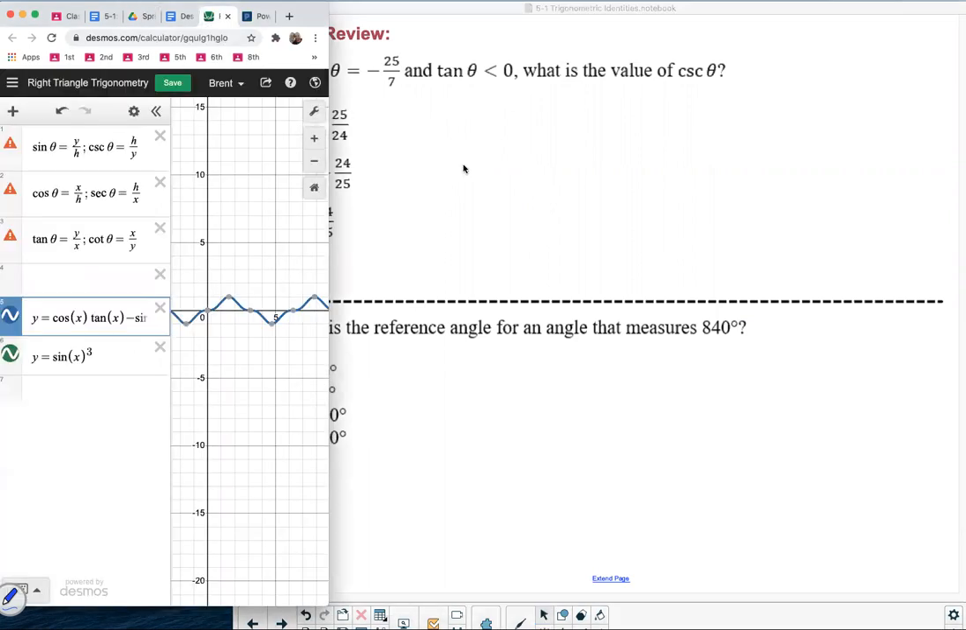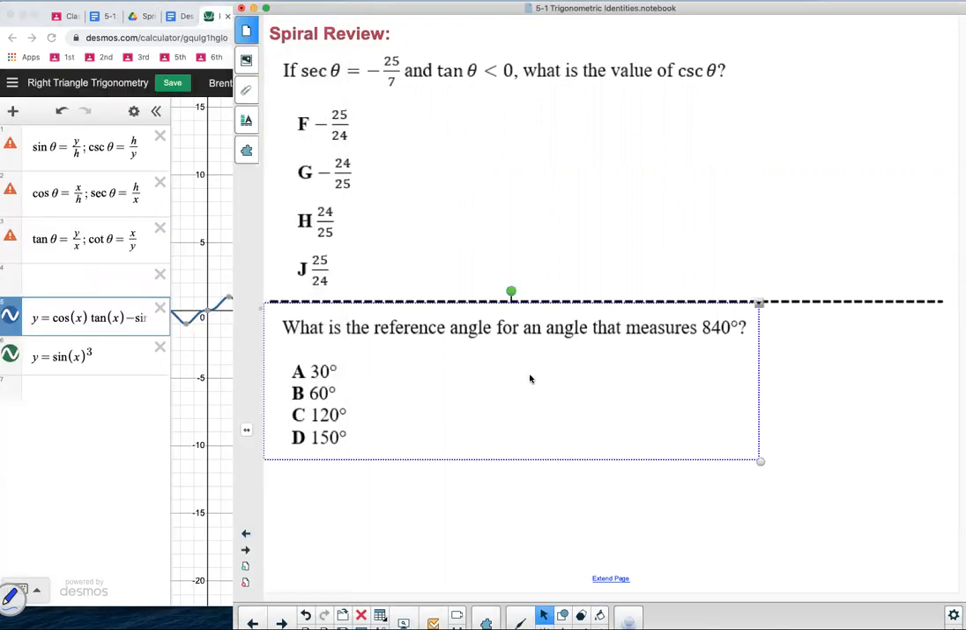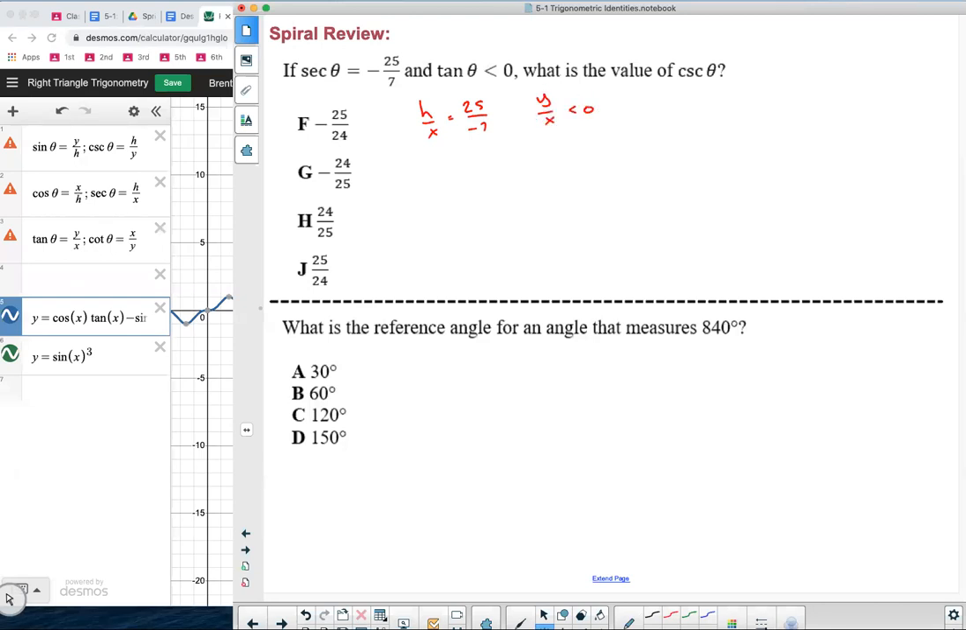Secant, let me pull this up. Secant is h over x. So this is saying h over x is equal to negative 25 over 7. By rule, the h is always positive, so I'm going to put the negative with the 7. And this says tangent is less than 0. By identity, tangent is y over x. X we know is negative 7. When I multiply by negative 7, anytime you multiply by a negative with the inequality, it changes direction. So this says y is greater than 0.